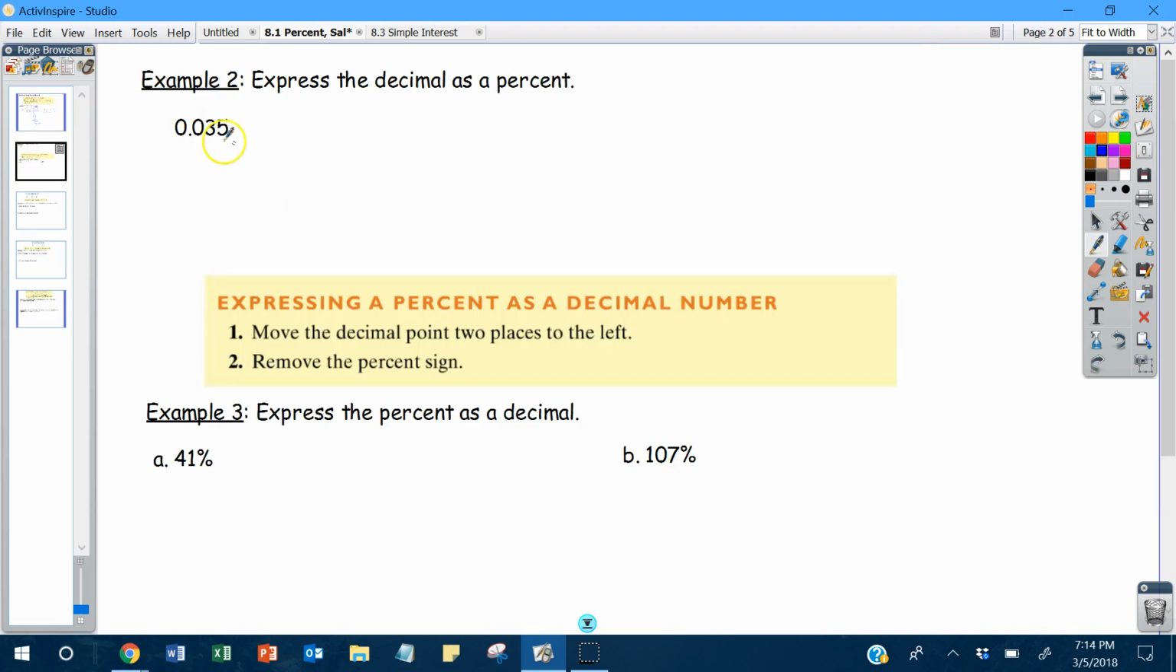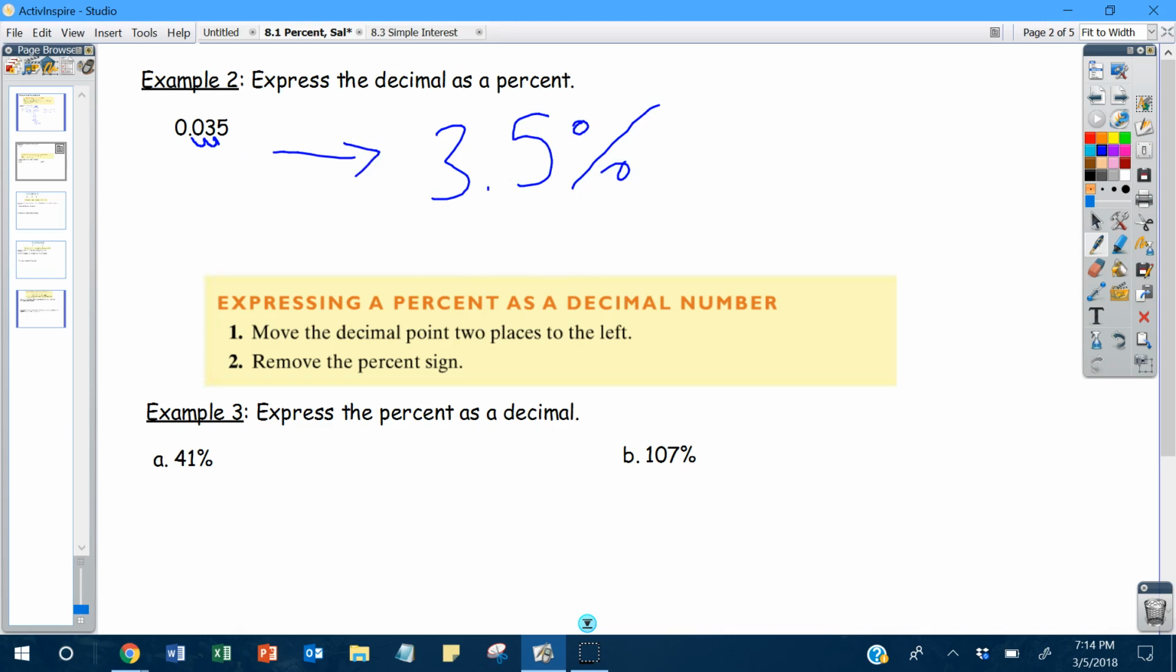A simpler problem would be converting decimals to percent. If it's already a decimal, I can just take this decimal, move it over 2 places, and make it a percent like that. So this would be 3.5%. It's a pretty simple conversion. So that's kind of where percents come from.